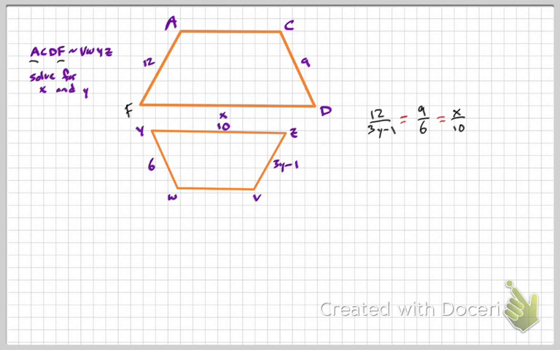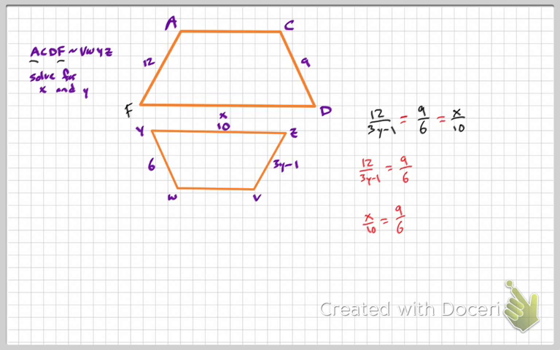So what we can do here is we can break this up into two equations. I can do 12 over 3y minus 1 equals 9 over 6. And I can also do x over 10 equals 9 over 6. And so the goal is to now have two equations, each equation has its own variable. And whenever we have a fraction equal a fraction, we can just cross multiply them.